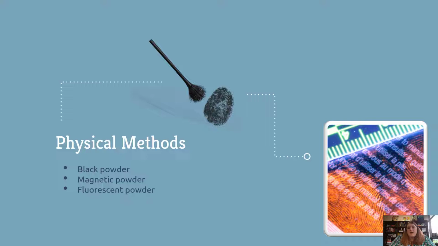The most common type of physical development is black powder. This is an ultra-fine powder that sticks to the oil and sweat in the latent print. Regular fingerprint powders were traditionally applied with brushes made of fibers or hairs, although now we have synthetic brushes available as well. The advantages of black powder are that they are one of the cheapest development options, but this type of powder is also really messy and it gets everywhere.